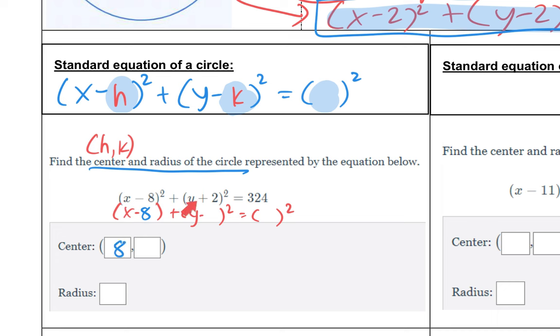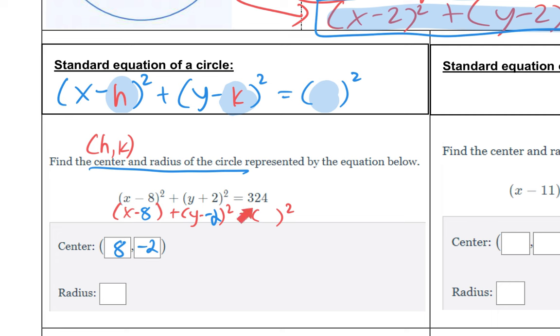Now, over here, we have y plus 2, but it's supposed to be y minus. So what's being subtracted if it's going to be a positive 2? It has to be negative 2, because we know that a double negative changes to a positive. So that's going to be not 2, but negative 2.